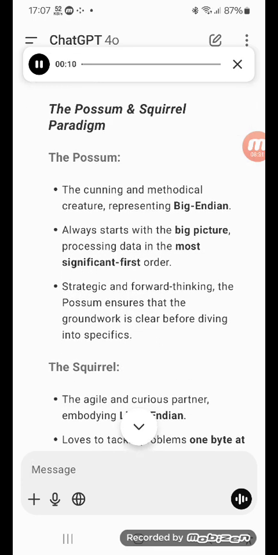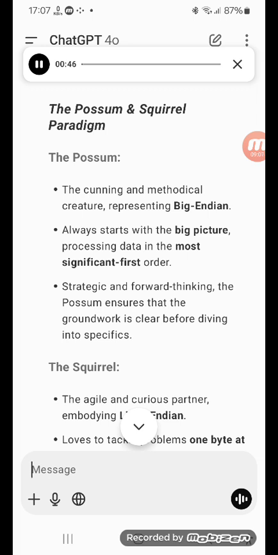The possum, the cunning and methodical creature representing big endian, always starts with the big picture, processing data in the most significant first order. Strategic and forward-thinking, the possum ensures that the groundwork is clear before diving into specifics. The squirrel, the agile and curious partner, embodying little endian, loves to tackle problems one bite at a time, starting from the least significant piece and working its way up. Quick and adaptive, the squirrel efficiently gathers details to complement the possum's strategy.